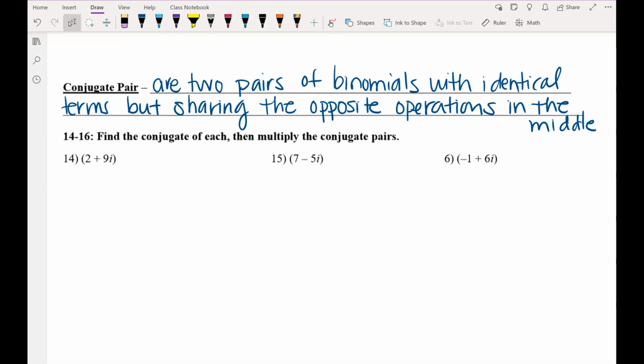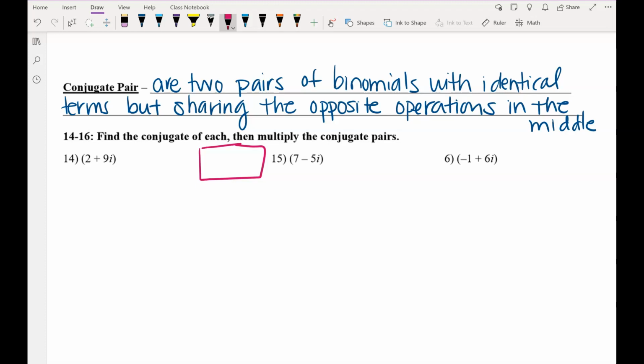All right, Ethan, can you read the instruction for example 14 to 16 for us, please? Find the conjugate of each and multiply the conjugate pairs. Perfect. Remember, we're doing two things, so we should have two boxes. So, box number 1, find the conjugate of 2 plus 9i.